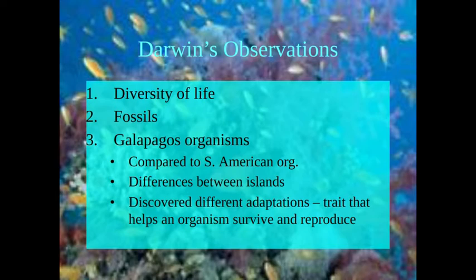Then he discovered that there were different adaptations. When we talk about an adaptation, that's a trait that helps an organism survive and reproduce. There were different things those animals were able to do that helped them be successful, survive, and then reproduce and pass on their traits.